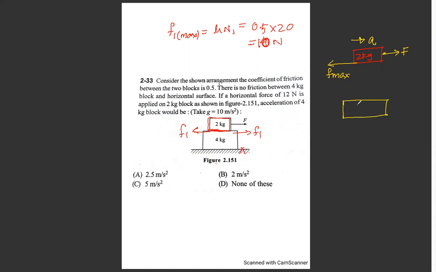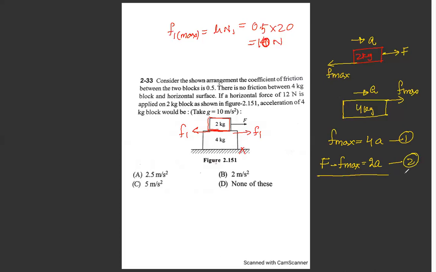For the 4 kg, this is F max. We assume that both of them are moving with the same acceleration because no sliding is taking place. They are not detached and they are moving like a single body. So we can write the first equation as F max is equal to 4A. This is my equation 1. For the upper one, F minus F max is equal to 2A. This is equation 2. When we add both equations, F is equal to 6A, because F max is removed now.